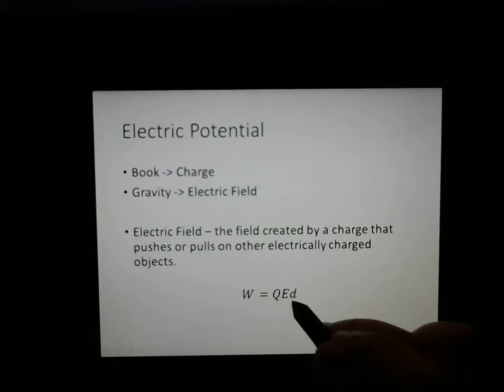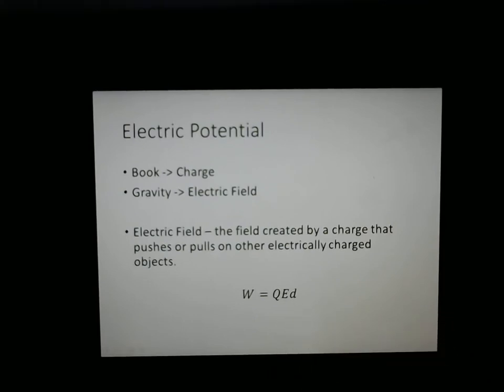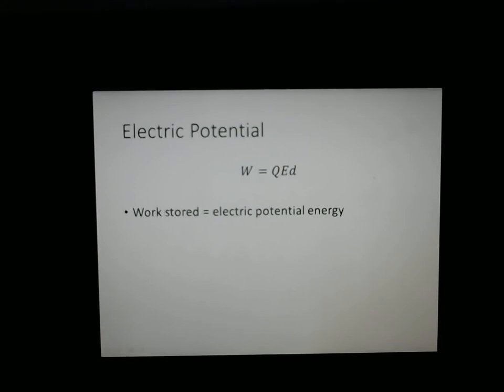And this field is related to the source charge, the thing we're moving against, the same way that gravity's field is related to the source mass, planets for example. D is the separation distance. Good formula to remember to explain the concept, but not something you've got to do any calculations with. So this energy that we're storing here, we call electric potential energy. This work that we've done to push our charges away from something else is called electric potential energy.